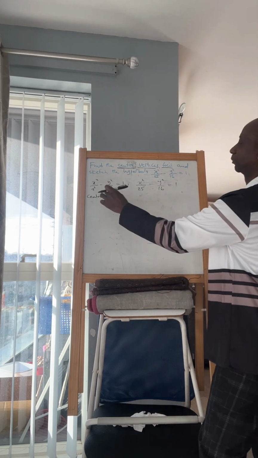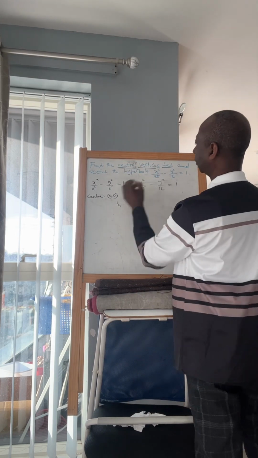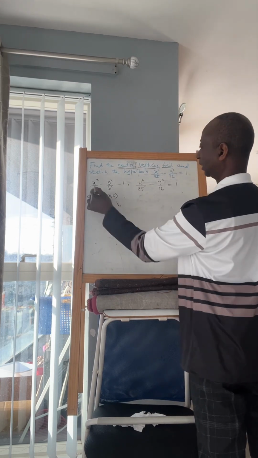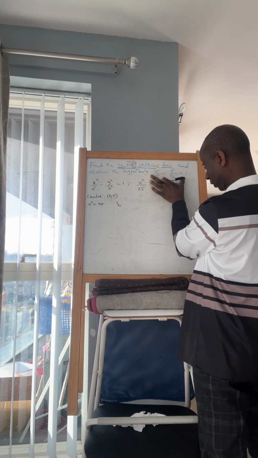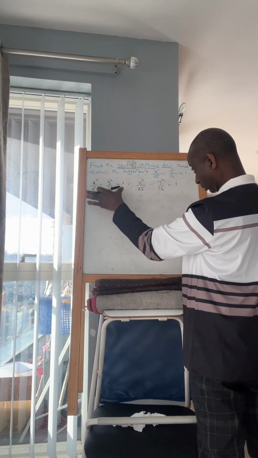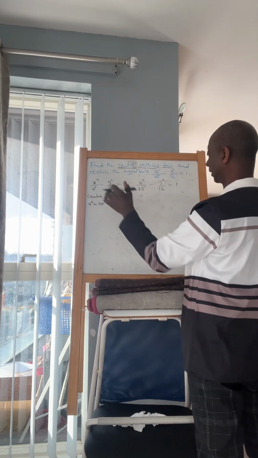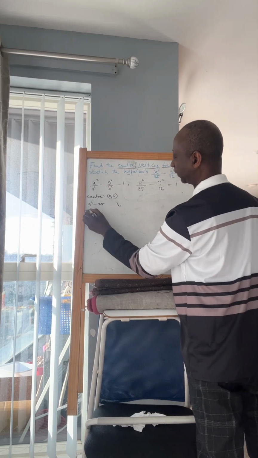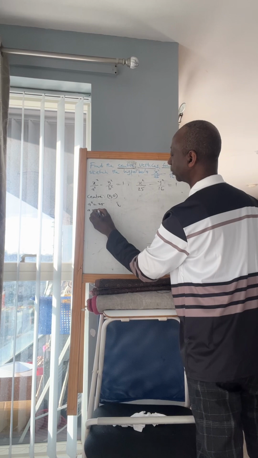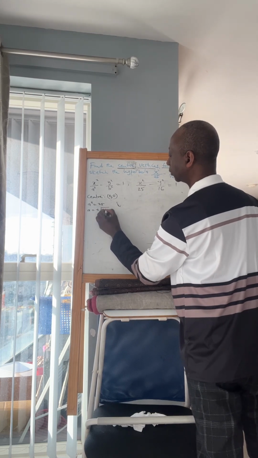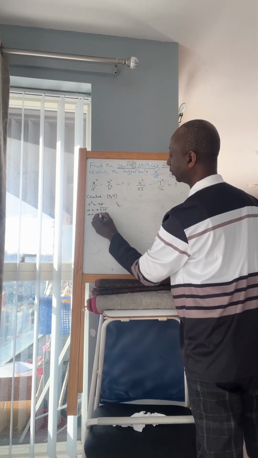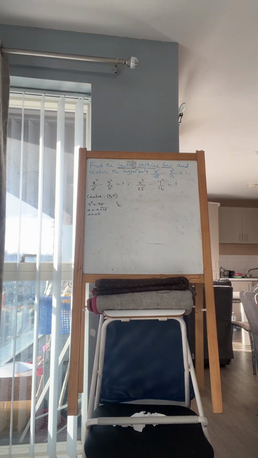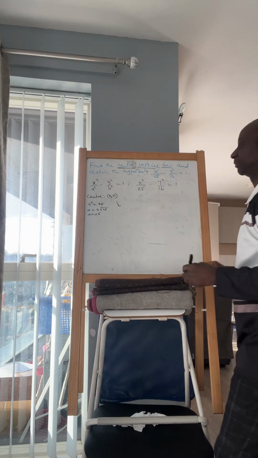So we need to find a. We have a squared equals 25. This is the equation we are given, the normal equation of a hyperbola. A squared equals 25, then a is plus or minus the square root of 25. So a therefore is plus or minus 5, because 25 is a perfect square.